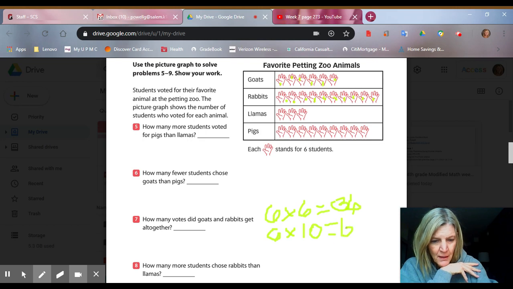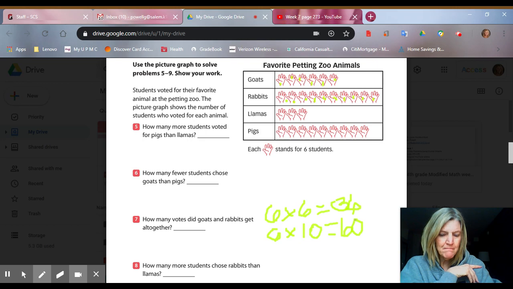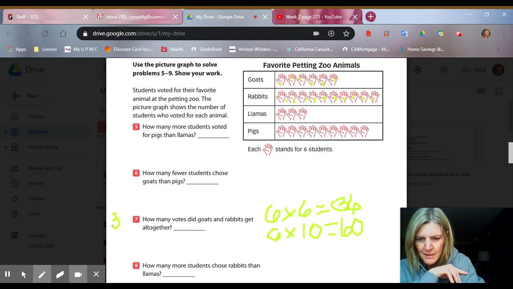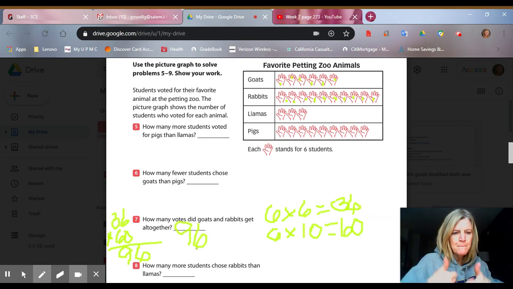How many did they get all together? We're going to add 36 plus 60. Let me do it over here. 36 plus 60. 6 plus 0 is 6. 3 plus 6 is 9. How many votes did they get all together? 96 votes. Perfect. The addition ones, I think, are a little easier.